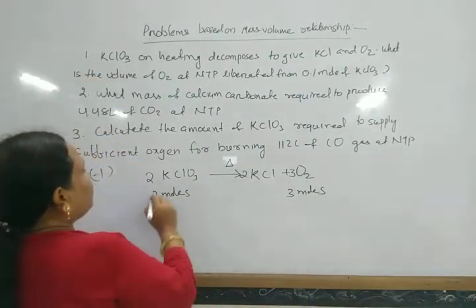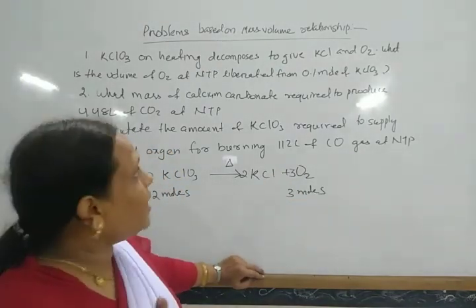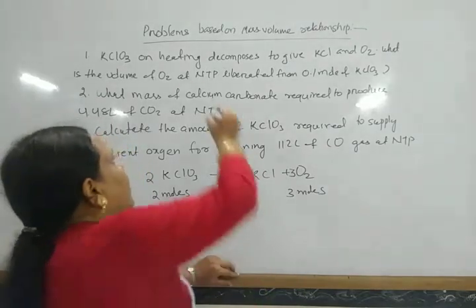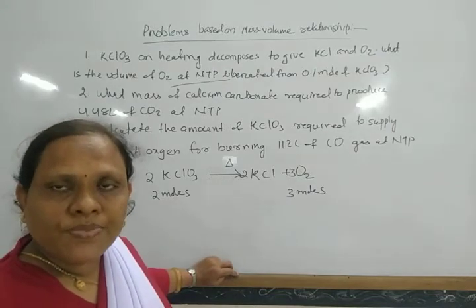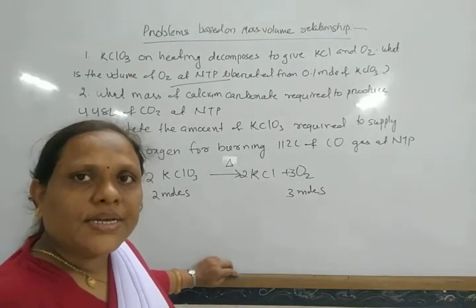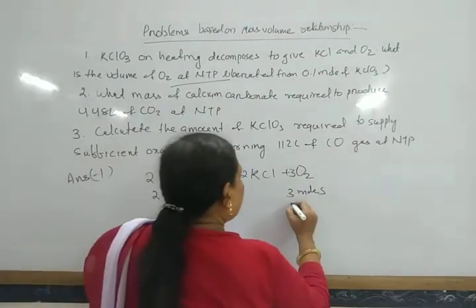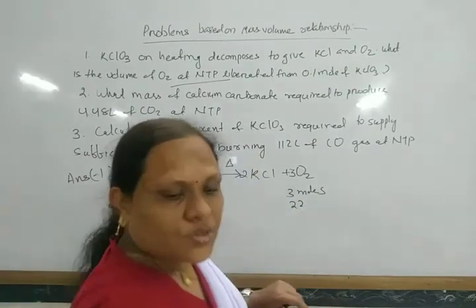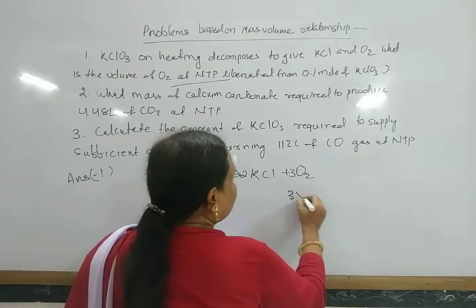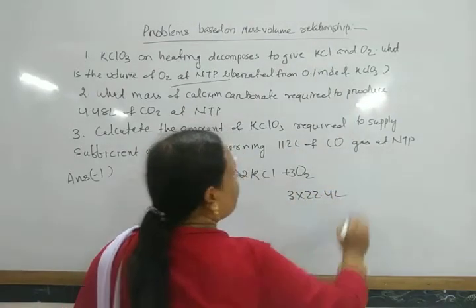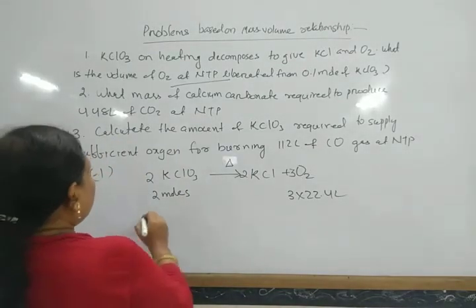But this is given in moles and this is given in volume. So 1 mole of oxygen at NTP, the condition given is NTP, has volume 22.4 liter. That is its gram molecular volume. So 1 mole has 22.4 liter. Then 3 moles have 3 into 22.4 liter.